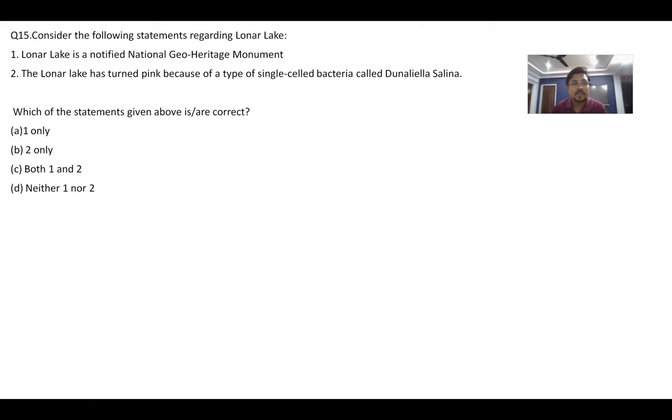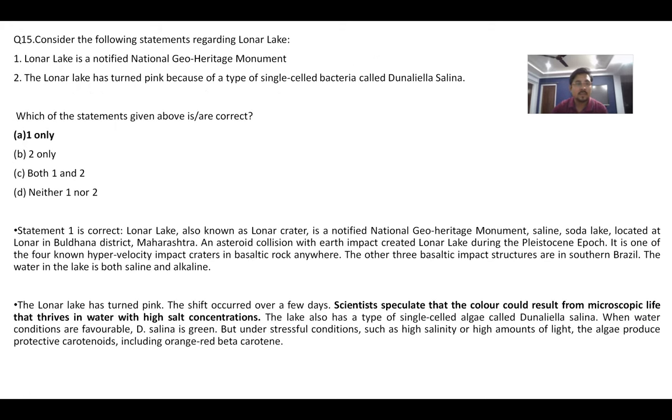Next, we'll go to question number 15. Lunar Lake is notified as a National Geo Heritage Monument. The Lunar Lake has turned pink because of a type of single celled bacteria called Dunaliella salina. So, is it correct? I think one is correct only. Yes. So, the Lunar Lake, second statement to careful, the Lunar Lake has turned pink. The shift occurred in a few days. The scientists speculate that the color could be the result of microscopic life that thrives in water with high salt concentration.